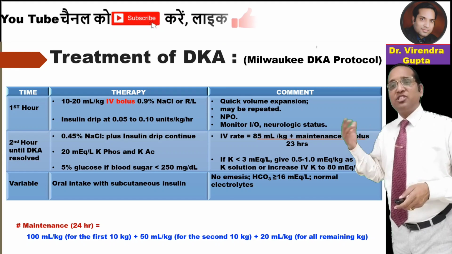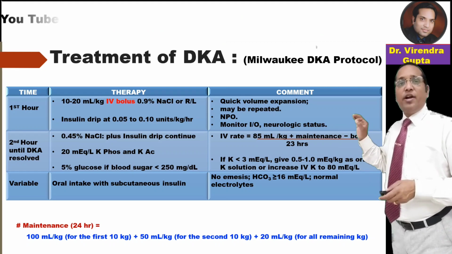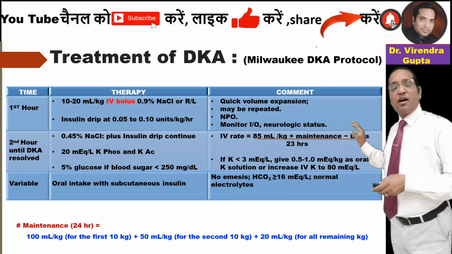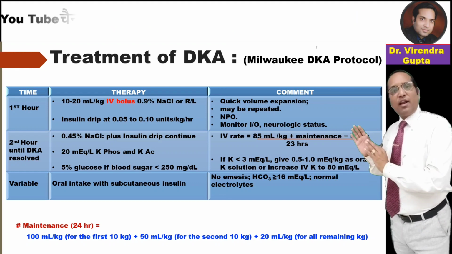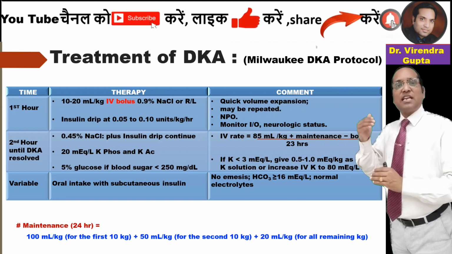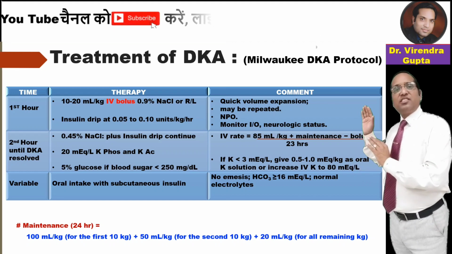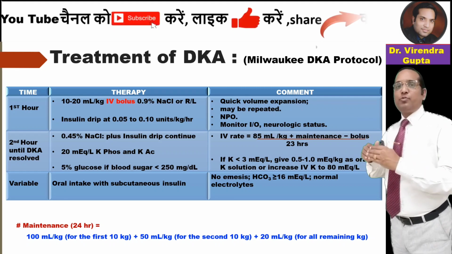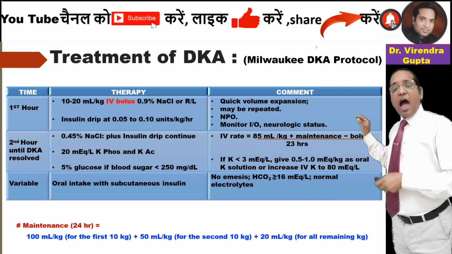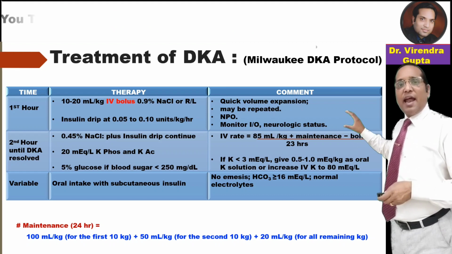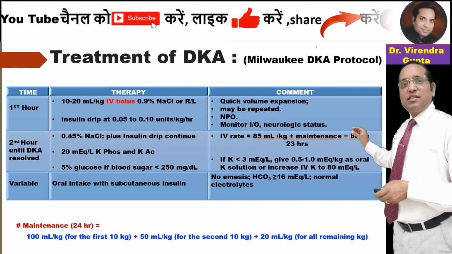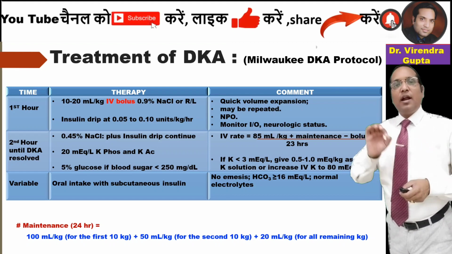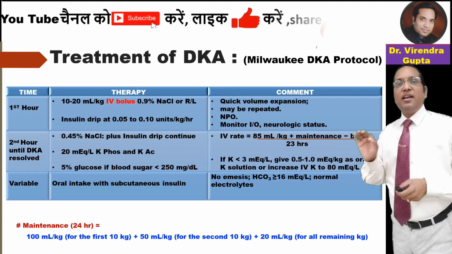Insulin drip can be started at the rate of 0.05 to 0.1 international unit per kg per hour initially. And guys, after 1 hour, when the hydration process has started, we should change the normal saline to half normal saline, and the insulin drip is to be continued. So guys, the IV drip rate should be calculated with the following formula: the dehydration fluid along with the maintenance fluid minus the bolus.